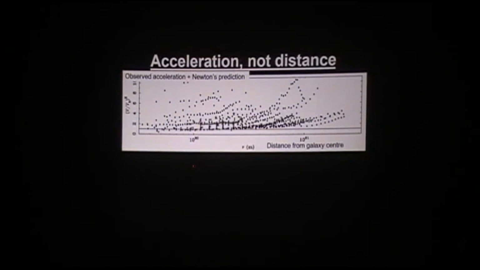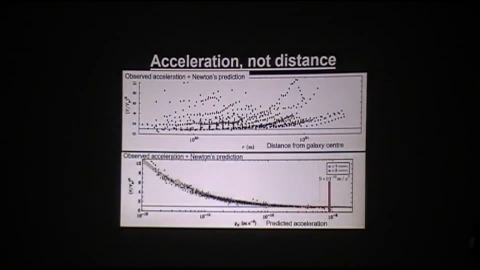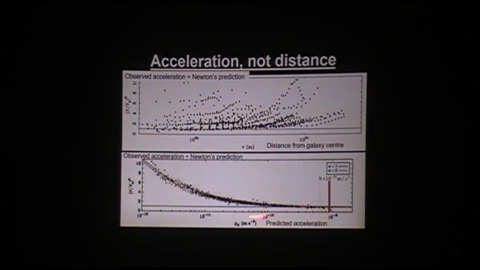Now, what happens if you plot parameters other than acceleration on the x-axis? So if you plot distance from the galaxy center, where you collect each data point, versus the acceleration discrepancy at that point, well, then there isn't a proper correlation. But if you plot acceleration on the x-axis, there's a strong correlation.